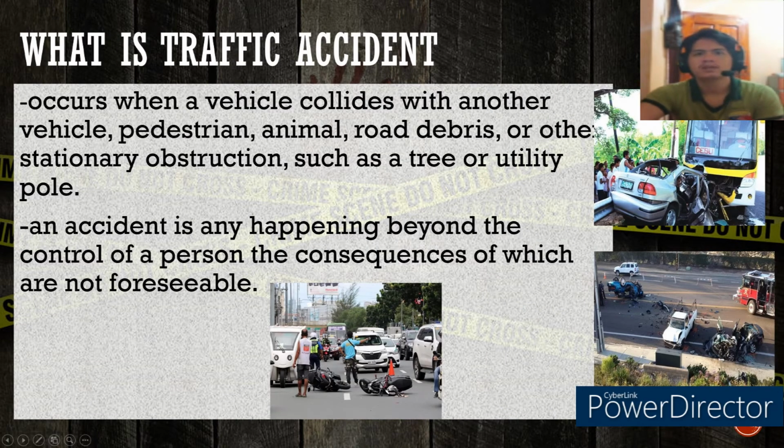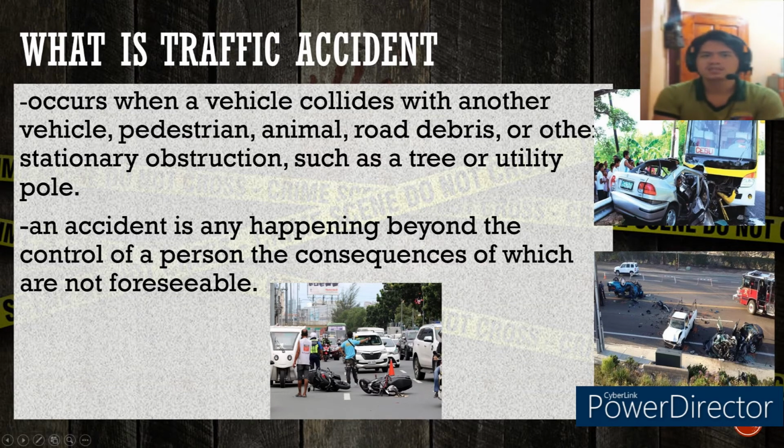What is a traffic accident? A traffic accident occurs when a vehicle collides with another vehicle or pedestrian or animal, road debris, or other stationary obstructions such as a tree or utility pole. So, vehicle accidents are a major cause of death. It is typically sudden in nature and associated with injury, loss, or harm for other people.